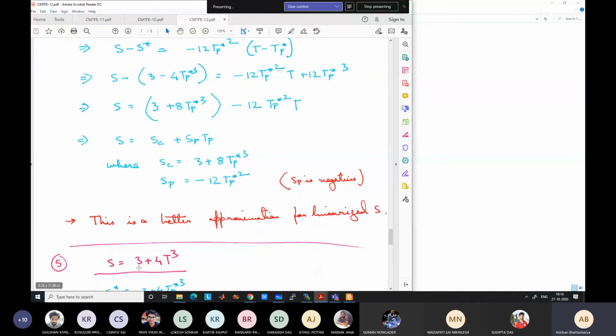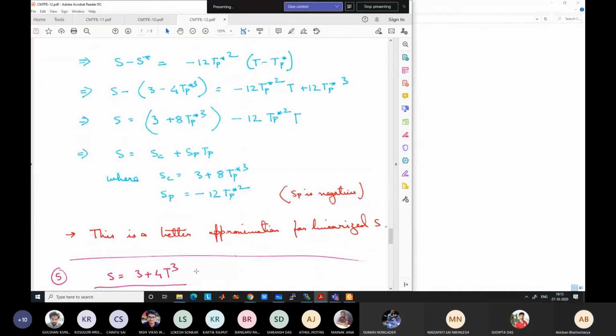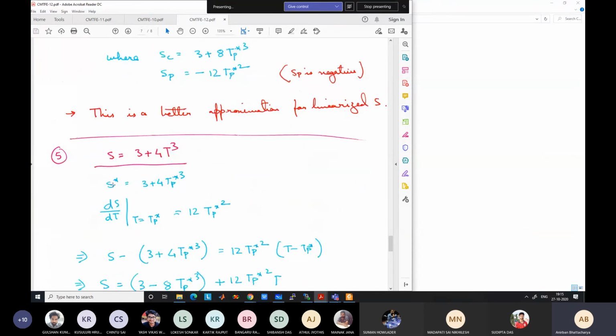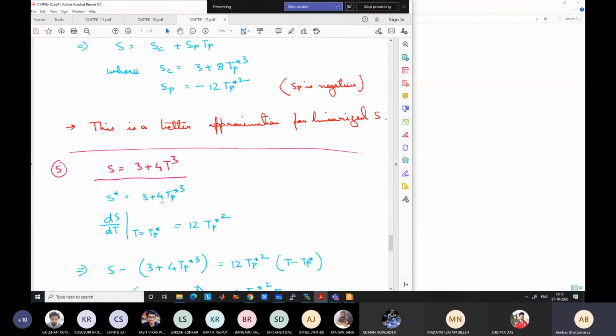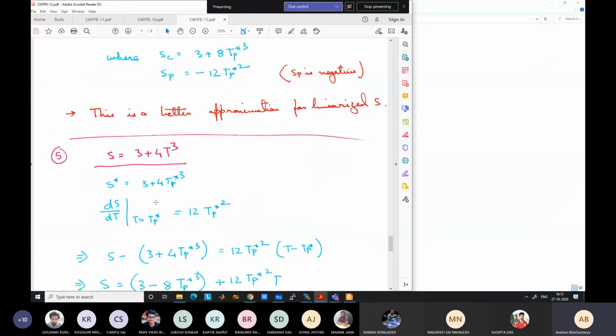S is equal to 3 plus 4 t cube. Instead of negative, now we have positive. If you do the linearization, S star is equal to 3 plus 4 TP star cube. dS/dt at t is equal to TP star is 12 TP star square. Plus 12 TP star square, not minus.